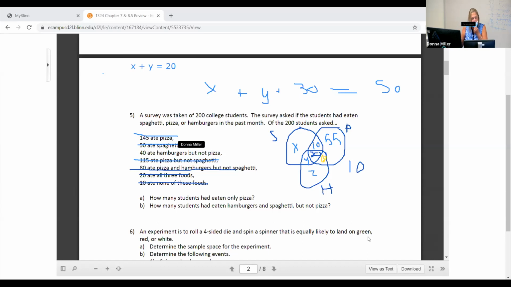Okay, so hamburgers and not pizza would be Z plus not pizza. I have to leave this off, right? So it'd be Y plus Z. All right, so Y plus Z has to equal 40. I'm going to draw here. Hamburgers and not pizza would be all of this, right? This right here. Y plus Z has to equal 40. Okay? So I'm going to write that equation down over here.